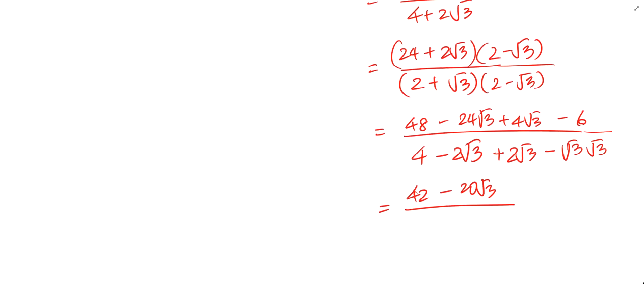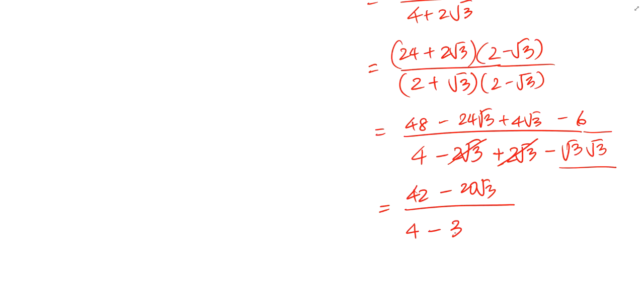Okay, now denominator. Zachary, you're not done yet. 4 minus 2 root 3 plus 2 root 3. What is that? What is it? 0. Yeah, you're right. So they cancel. Next, minus root 3 times root 3. How much is that? Three. Minus 3. Simple.